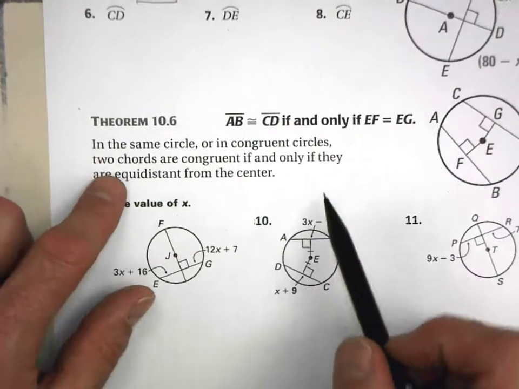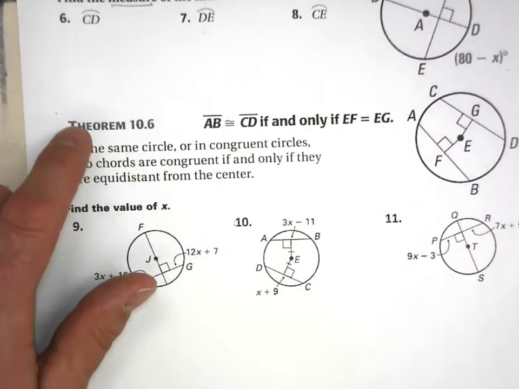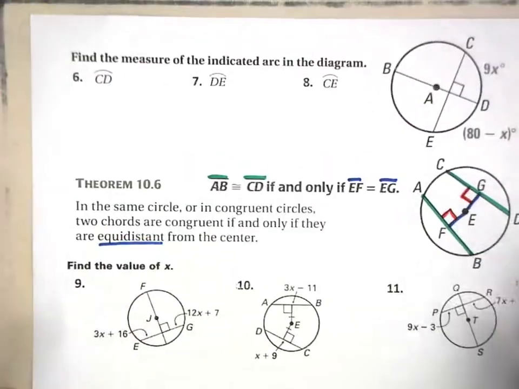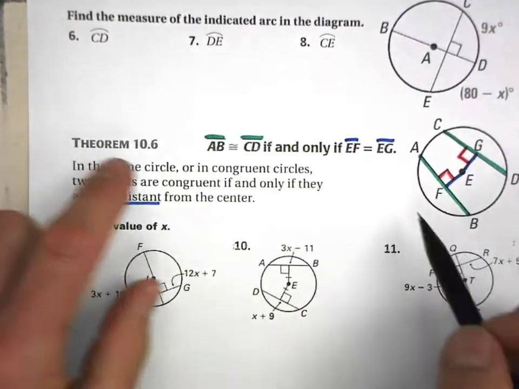Okay, and lastly, here's another theorem for us. In the same circle, what's going on here? I thought I had a sheet of paper that was marked. There it is. Here it is. So here's the same sheet of paper, or same print here, but I've marked it up.